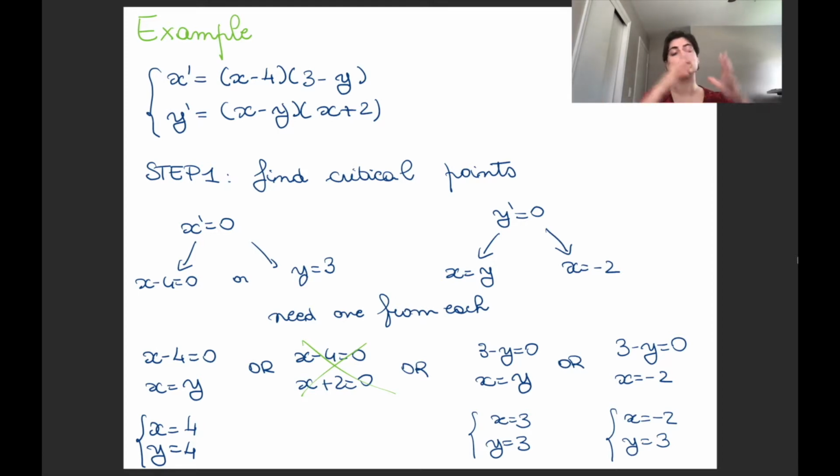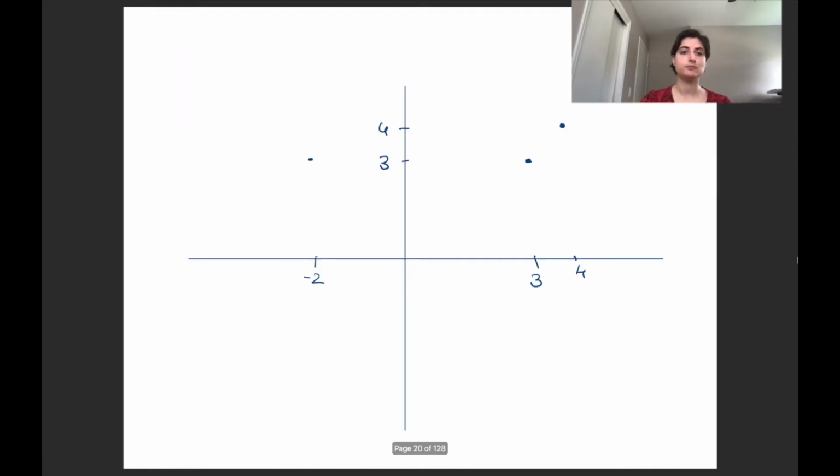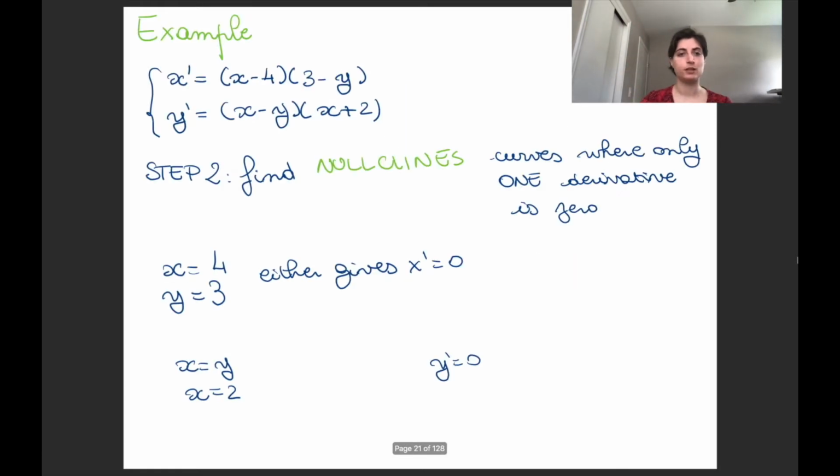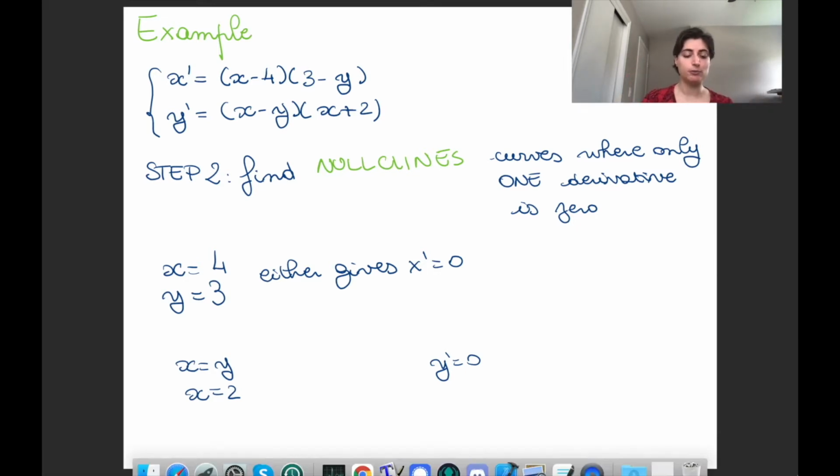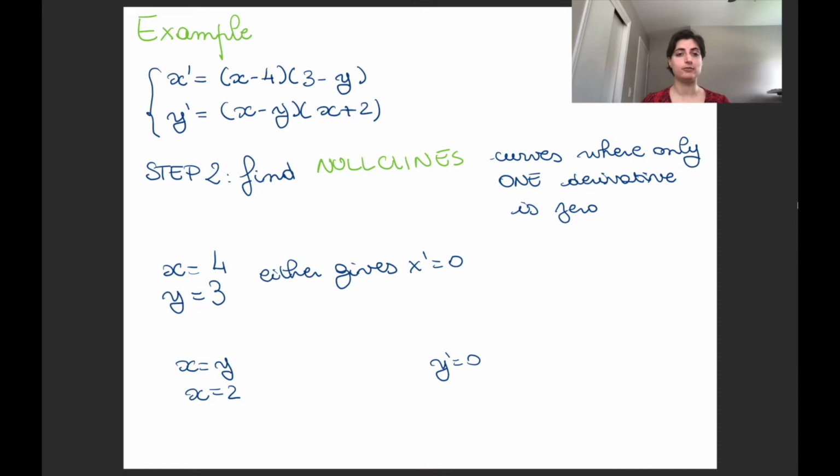So now we have looked at this nonlinear system of ODEs, and we have found 3 critical points that we can plot like this: 3, 3, 4, 4, minus 2, 3. The next step is trying to understand what is happening in the graph. So what we want to plot in the graph is what are called null lines.